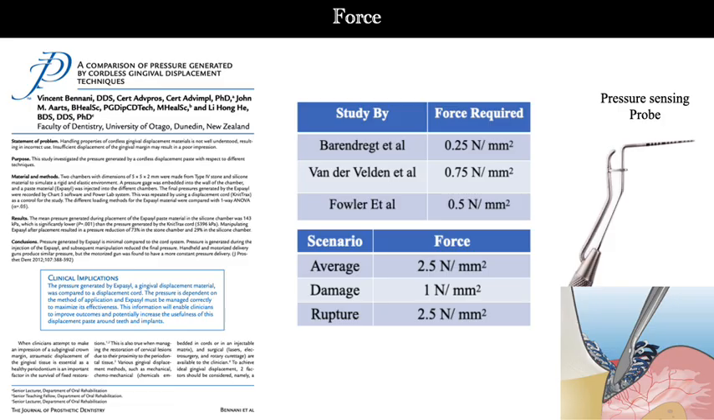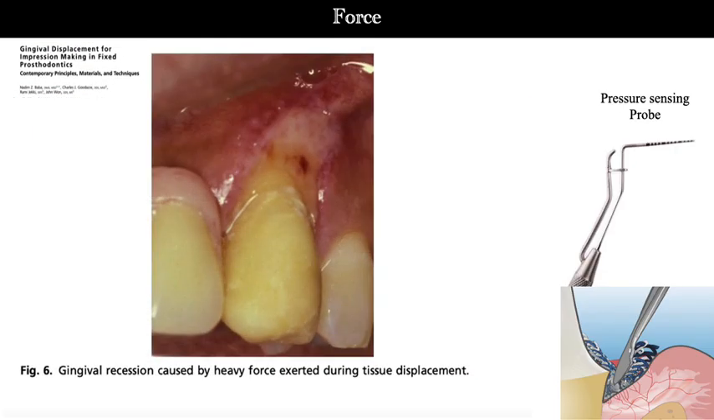Apply it on the cord packing instrument, and make sure you don't exceed this 1 Newton per millimeter square of force while placing the gingival retraction cord. Emphasize placing the retraction cord into the sulcus. If you do so, you can prevent gingival recessions.